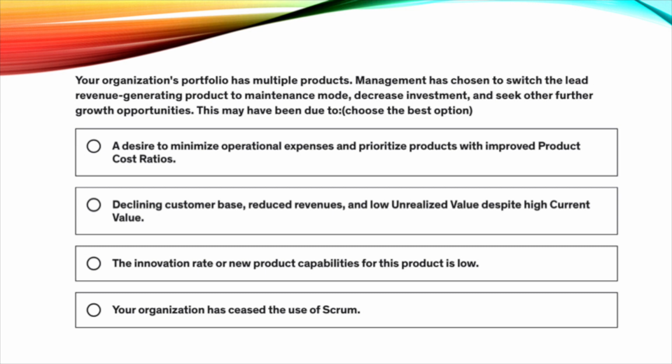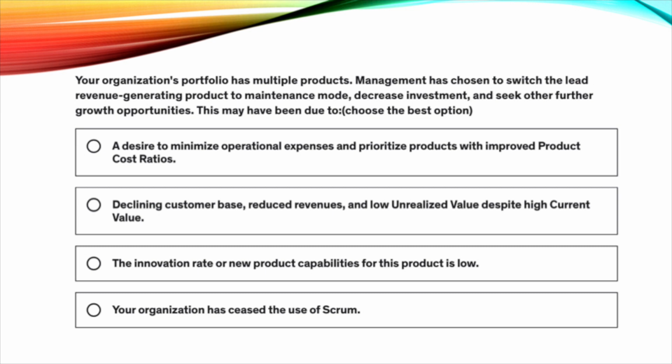Your organization's portfolio has multiple products. Management has chosen to switch the lead revenue-generating product to maintenance mode, decrease investment, and seek other further growth opportunities. This may have been due to which reason? Choose the best option.